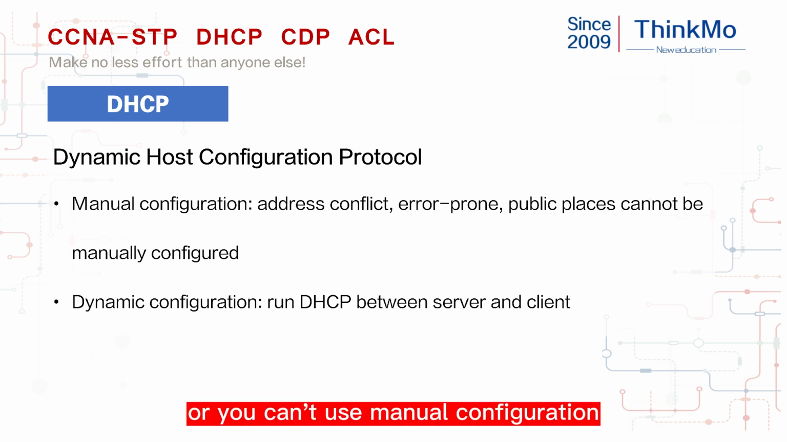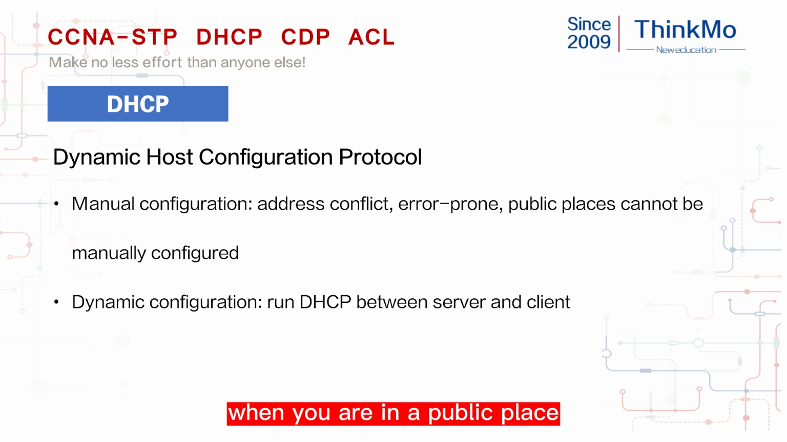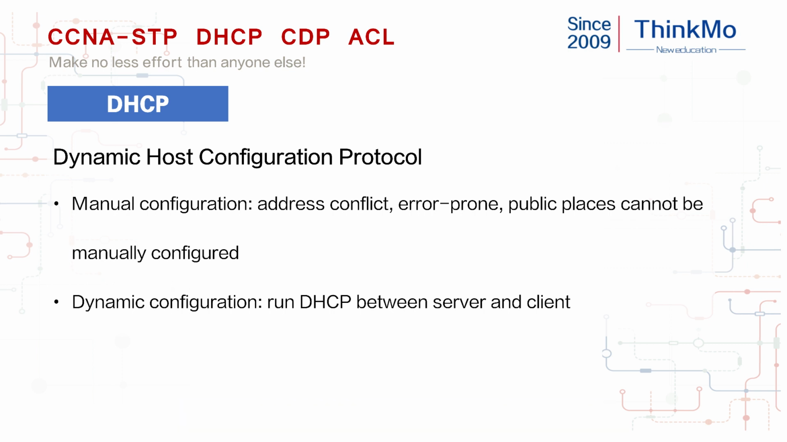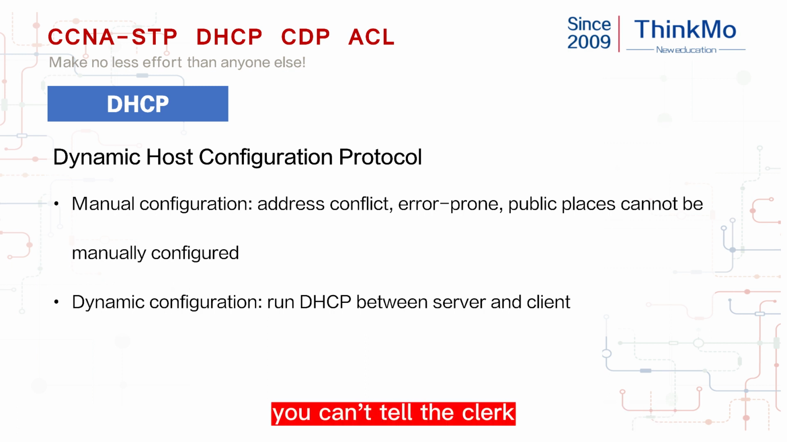Or you can't use manual configuration, that is, when you are in a public place. There is no way to configure it manually. If you go to a coffee shop and have a cup of coffee, you can't tell the clerk to connect to their Wi-Fi and let them assign you an IP. This is impossible. If you want to connect to the network inside the coffee shop and surf the web through their devices, you need to configure an IP.